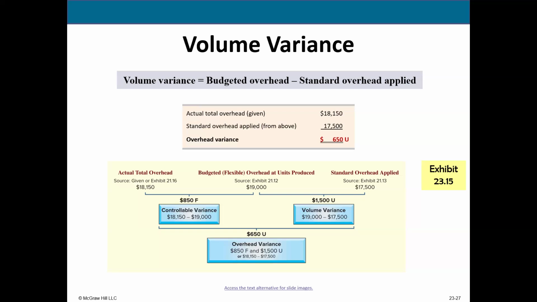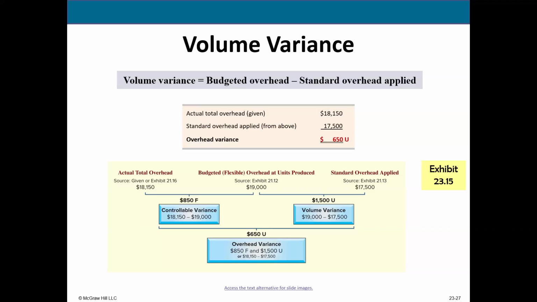And to compute the controllable variance, we take the actual minus the budgeted amount, which gives us an $850 controllable variance. To find the volume variance, we take that budgeted amount minus the standard, giving us a $1,500 unfavorable volume variance. I subtract those variances, and I get a $650 unfavorable total overhead variance.